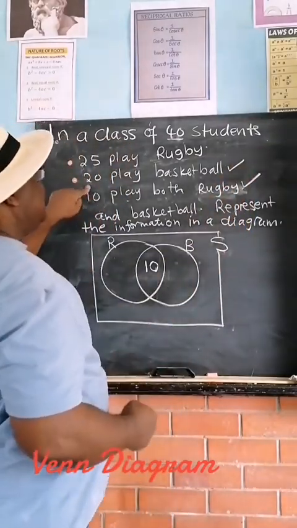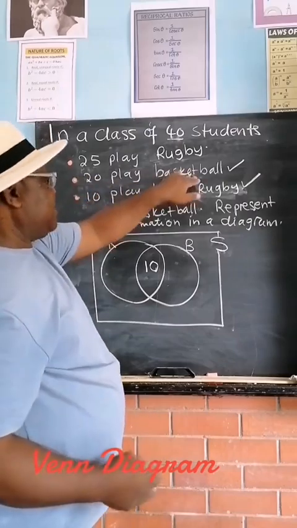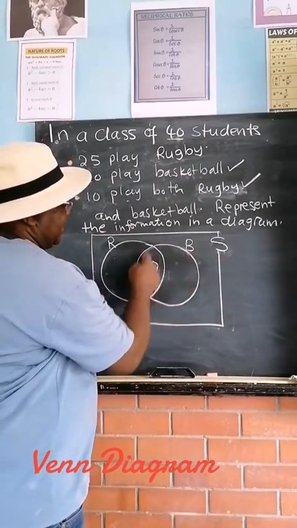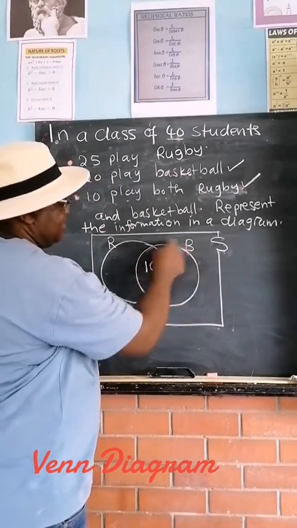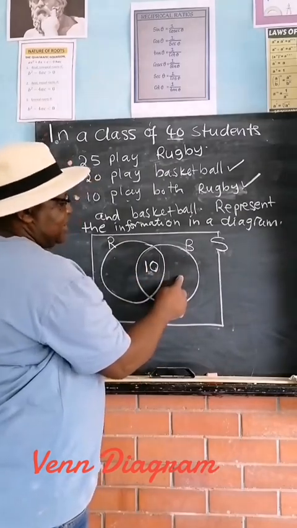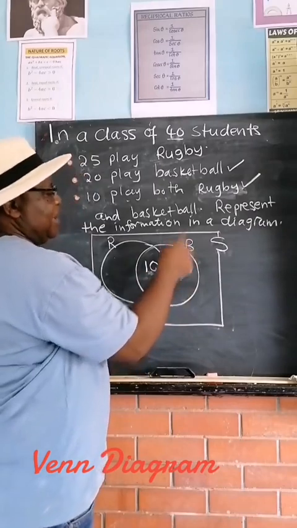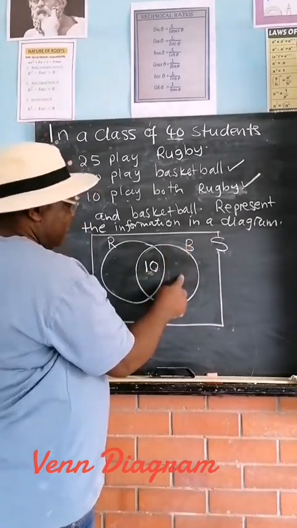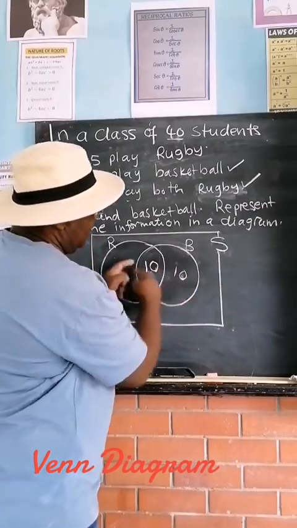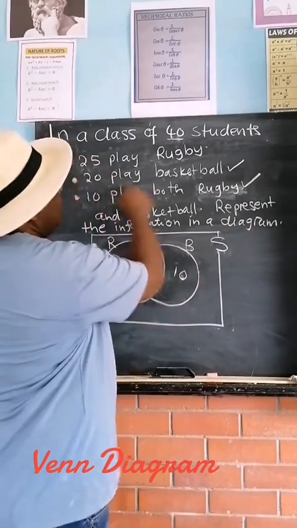This is 20 who play basketball. So this is my basketball set. That one is 20. Everything inside there must be 20, including this 10. Which means here I'm going to write the number of people who play basketball only, without rugby. It should be 10. So that 10 plus 10 will give me a total of 20 for basketball.